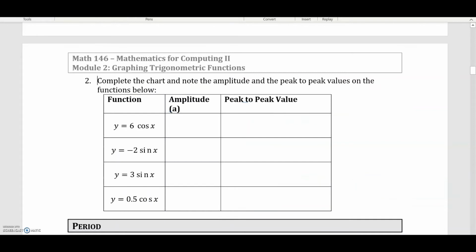For question 2, we want to list the amplitude and peak-to-peak value for each of the given equations. Given y is equal to 6 cos x, we find that the amplitude is 6 and the peak-to-peak value is 12. And completing the rest of the chart, pause your video and compare your results to what's calculated here.